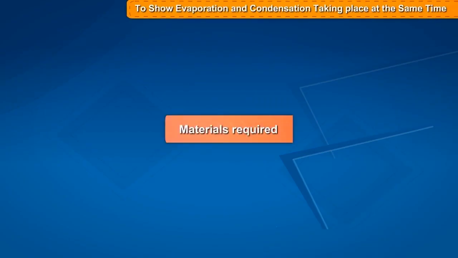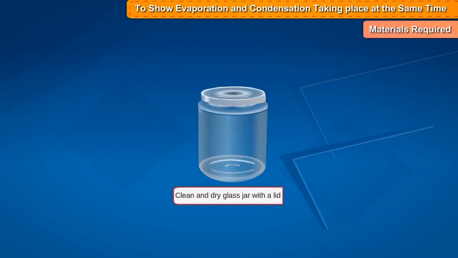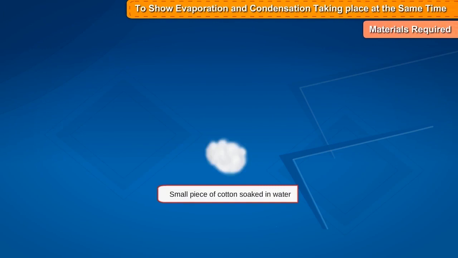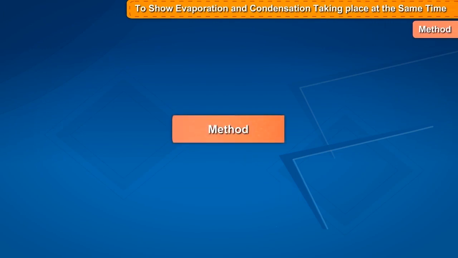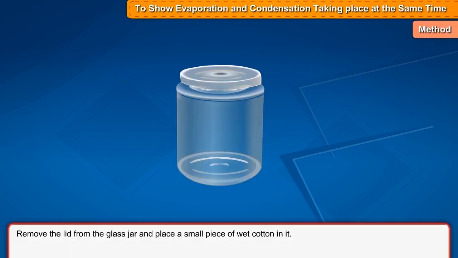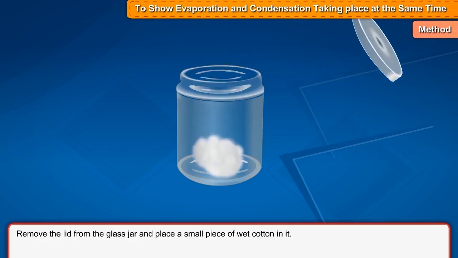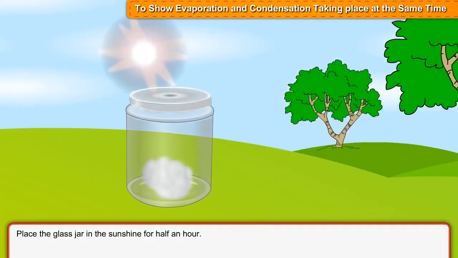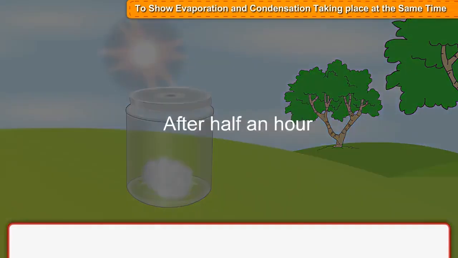Materials required: a clean and dry glass jar with a lid, and a small piece of cotton soaked in water. Method: remove the lid from the glass jar and place a small piece of wet cotton in it. Replace the lid lightly. Place the glass jar in the sunshine for half an hour.